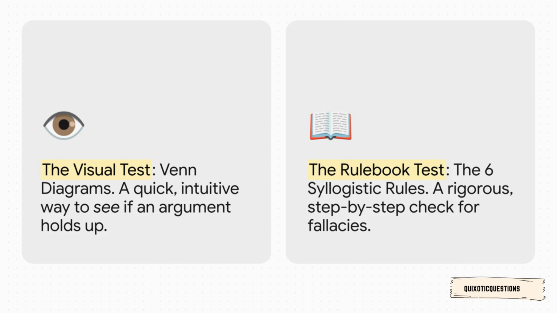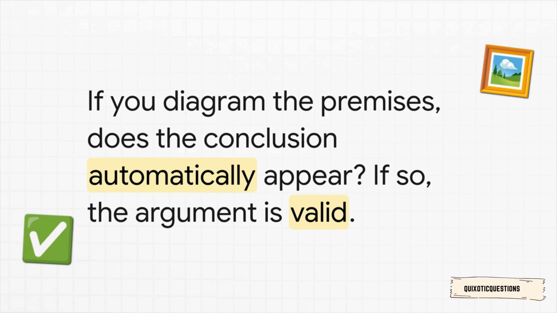Game over. The Venn diagram test is pretty cool in its simplicity. You just draw 3 overlapping circles for your 3 terms, and then you map out the 2 premises on that diagram. Now, here's the magic part. If the argument is valid, the conclusion will just automatically appear in the diagram. You don't have to do anything else.